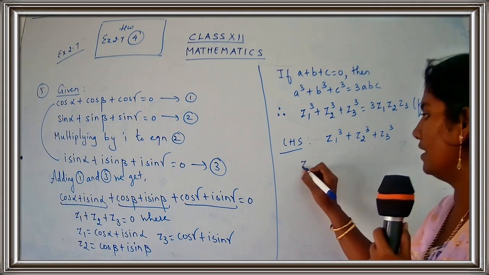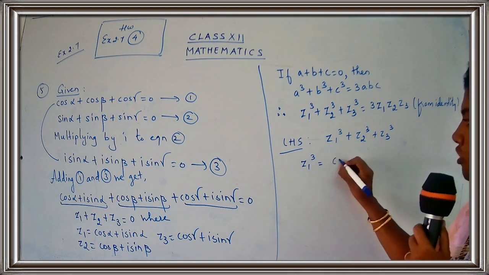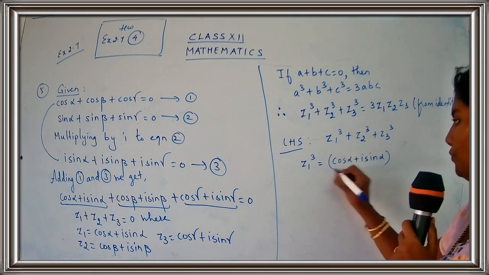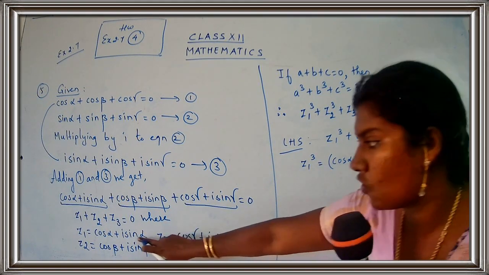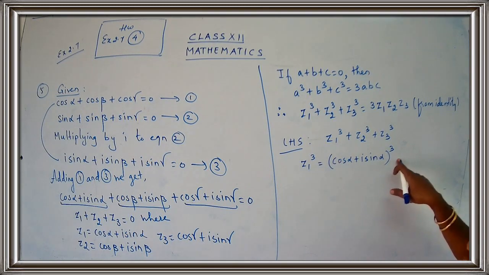So Z1 cube is equal to, what is Z1 children? Cos alpha plus i sin alpha, the whole cube. This is the substitution. Z1 we have taken as cos alpha plus i sin alpha, and now you have to find the cube, so I am just putting a cube over here.